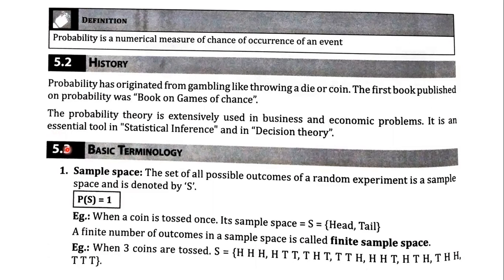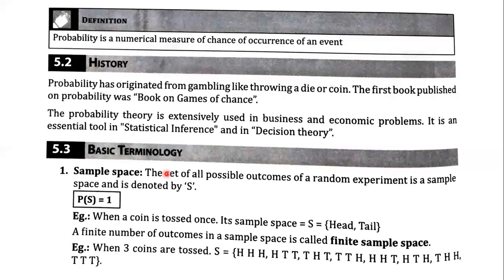Then coming to the basic terminology, we have a sample space. We'll have to learn a few basic terminologies before we get into the problems. Sample space means what are the possibilities that I can get. Now when I toss a coin, what is my sample space? What is the possible result? I can either get a head or a tail.